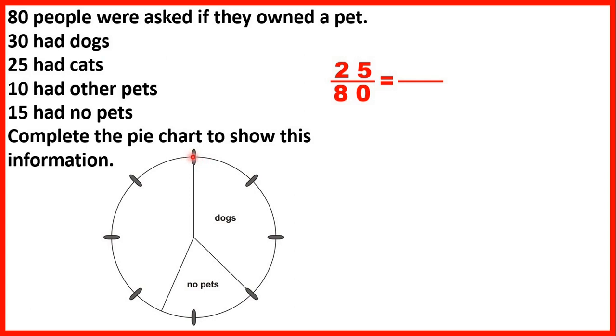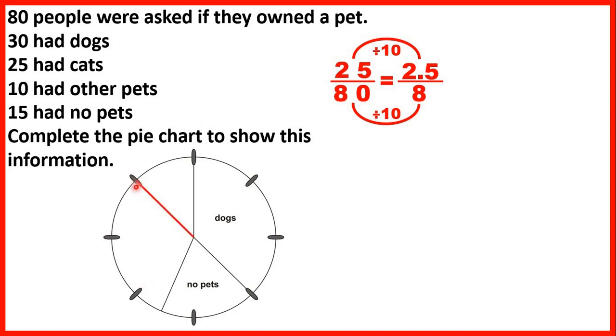But on our bar chart, we only have 1, 2, 3, 4, 5, 6, 7, 8 points. So we need to find an equivalent fraction with a denominator of 8. Now 80 divided by 10 is 8. And if we divide 25 by 10, that would give us 2.5. And normally we can't have a decimal within a fraction. But that does tell us that we need 2.5 of these sections.